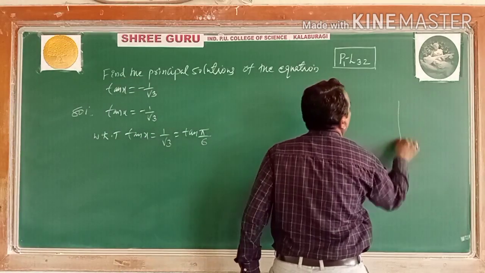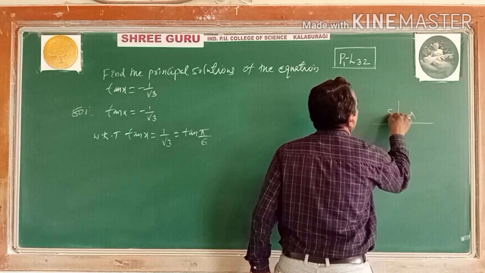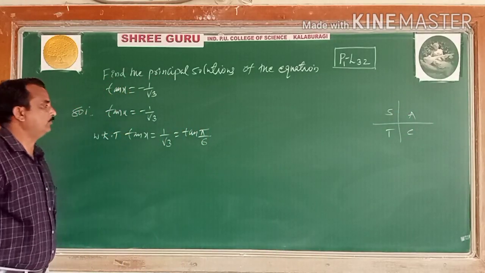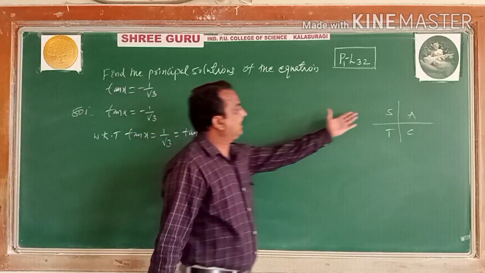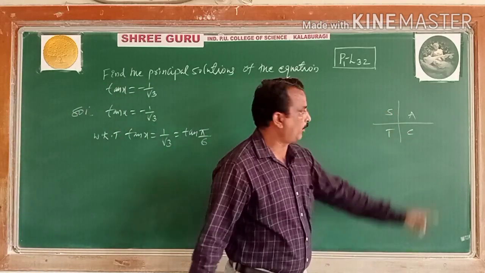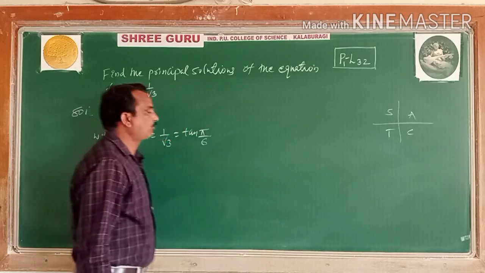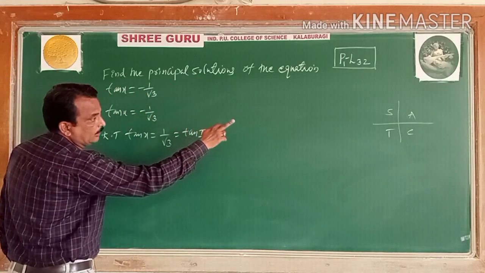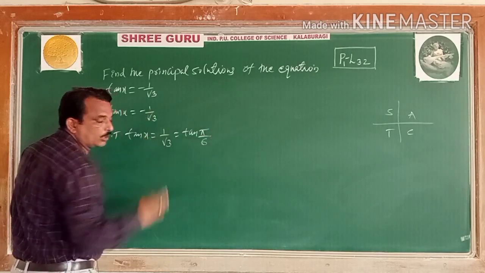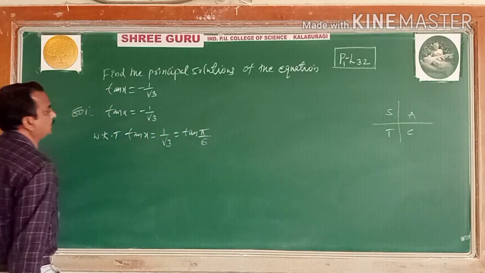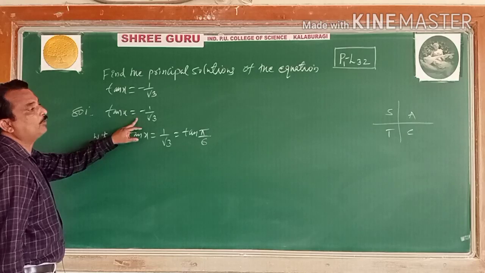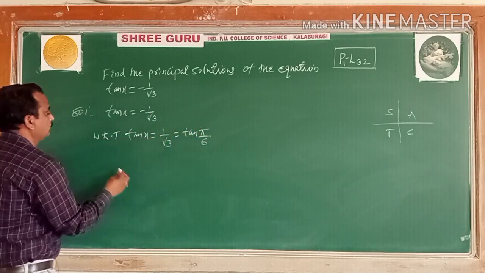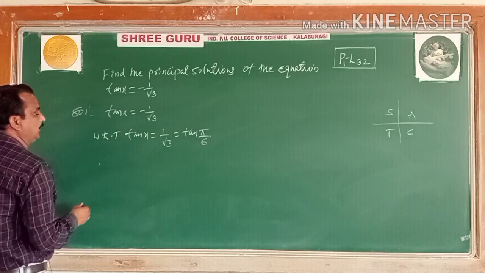You know very well, according to the ASTC rule we discussed in the previous class, tan is negative in the second and fourth quadrants and positive in the first and third quadrants. Since this is a negative value, you should take the second quadrant and fourth quadrant values in the interval 0 to 2 pi.